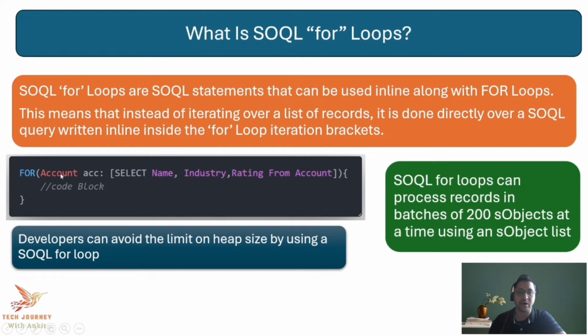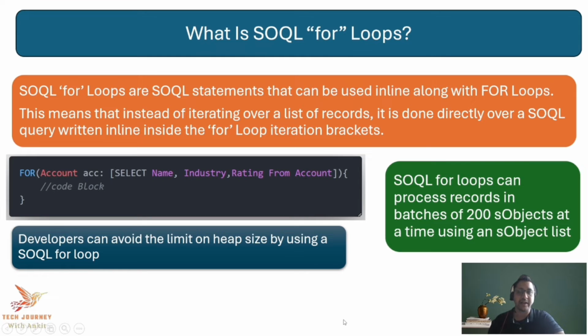So here you have the for loop with the variable ACC, and whatever query you have to write, you write it down here. The advantage that you get with the SOQL for loop here is you can avoid the limit on heap size. And that is one of the major reasons that Salesforce recommends that you should always go for the SOQL for loop, so that you can avoid the limit on heap size. Your heap memory management will automatically be taken care of by Salesforce whenever you are using the SOQL for loop.